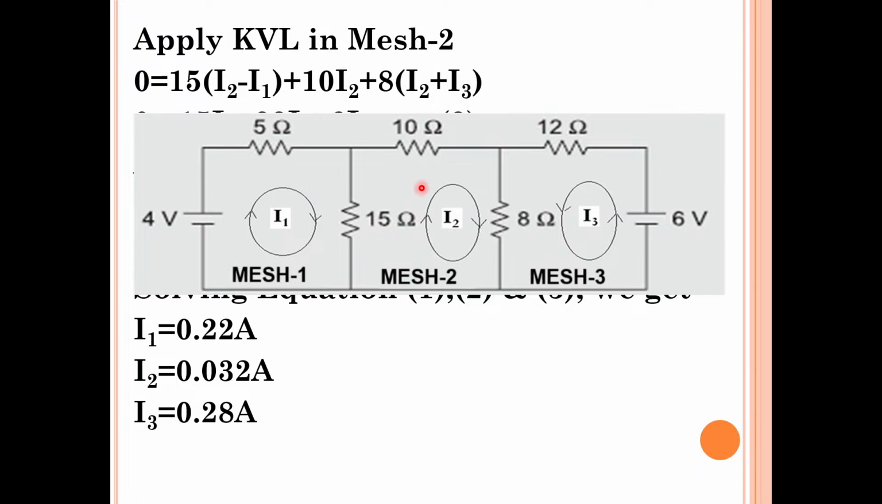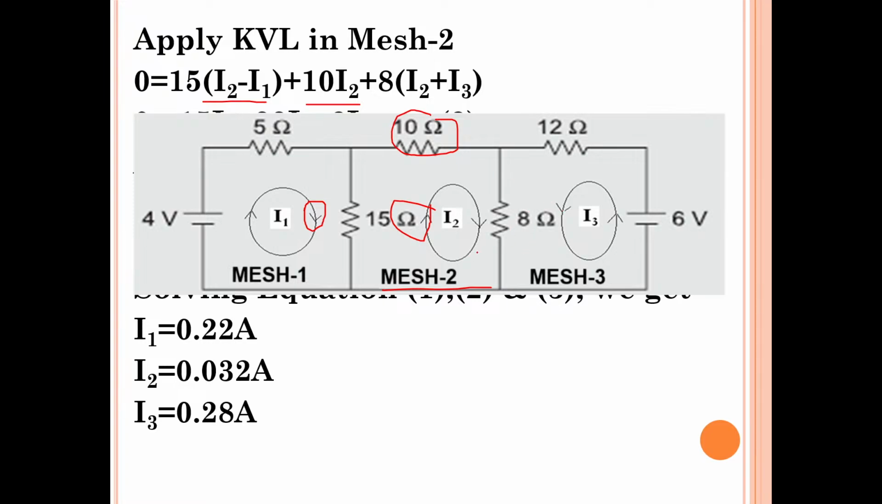Let us add the voltage drops across each resistor. Let us start with the 15 ohm resistor. Its voltage drop is 15 into the differential current. As I have already told you, in the current flowing through this 15 ohm resistor, I1 current is downward and I2 current is upward. Both are opposite to each other, so the difference of I2 and I1. Since we are in mesh 2, 15 into I2 minus I1, plus 10 ohms. In 10 ohms, how much current will flow? I2 current. So 10 into I2, plus the voltage drop across 8 ohms.